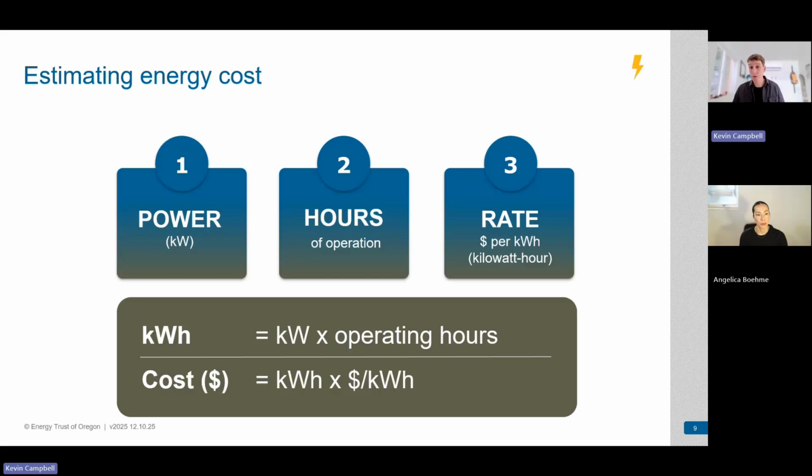If we want to know the energy use for a year, again, we'll take that average operating power, multiply it now by the operating hours for an entire year. So we kind of scale this to whatever period of time we want to look at.